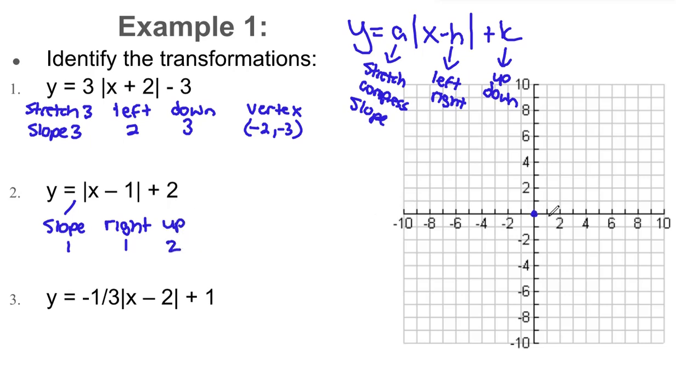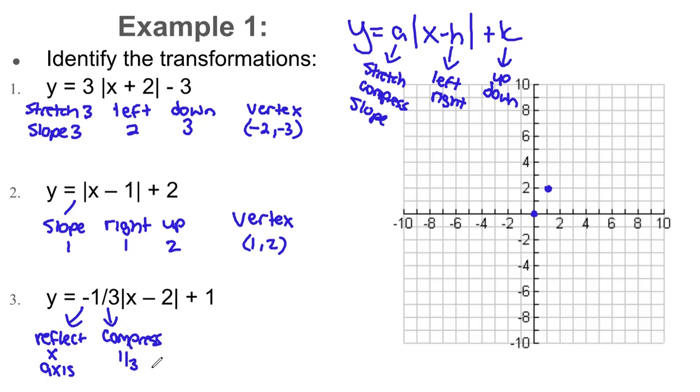So if I go right 1 and up by 2, then my vertex is going to be not at 0, 0 anymore, but it's going to be at 1, 2. And then the last one, it's got a negative sign, so that means it's been reflected over the x-axis. It's got a 1/3 in front of the absolute value sign, so that means it's been compressed by a factor of 1/3. It's going to be fatter, wider.